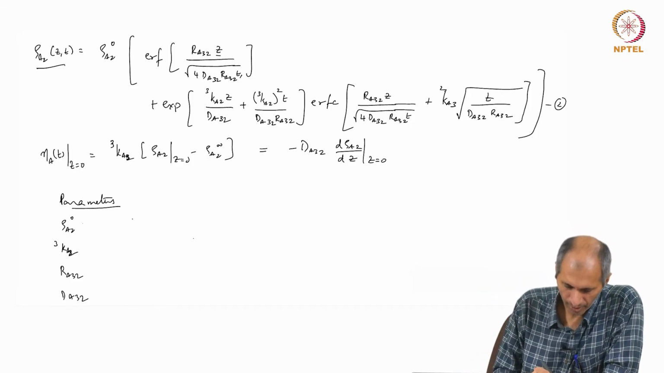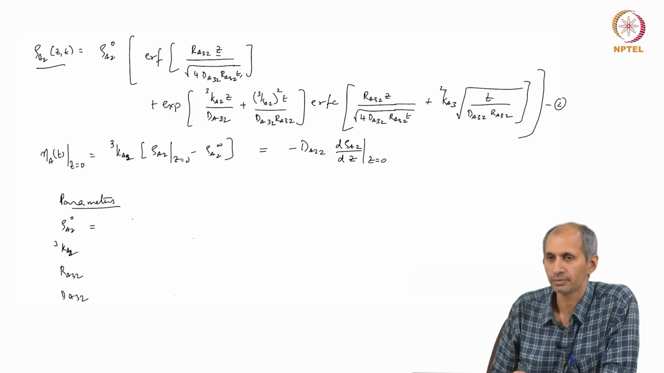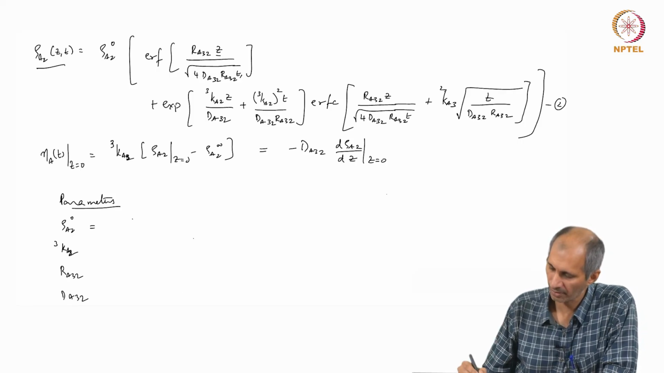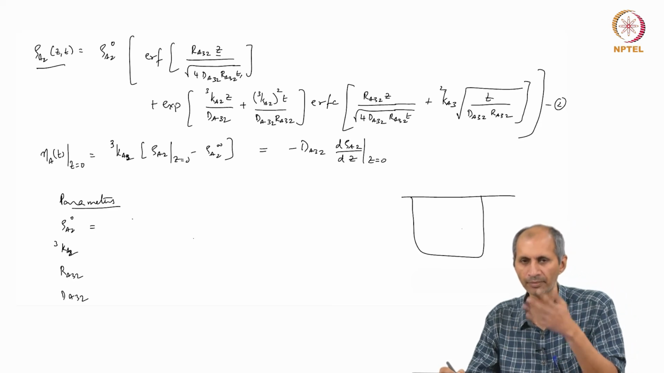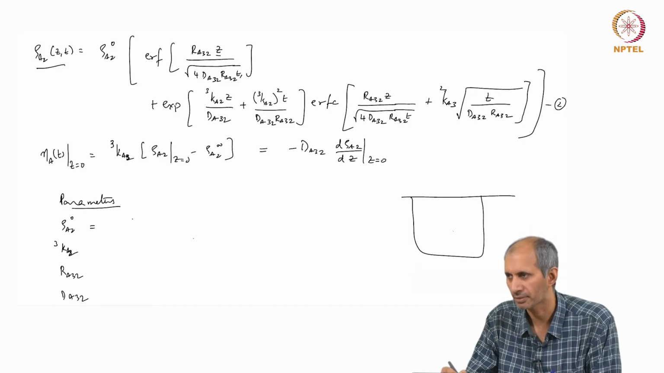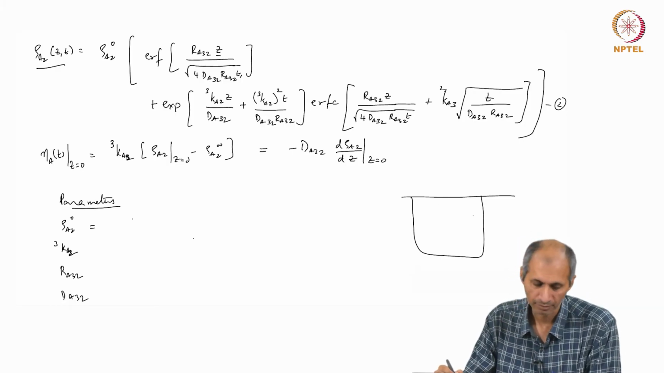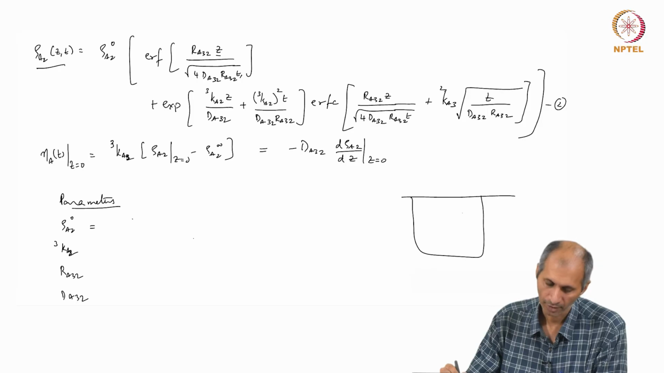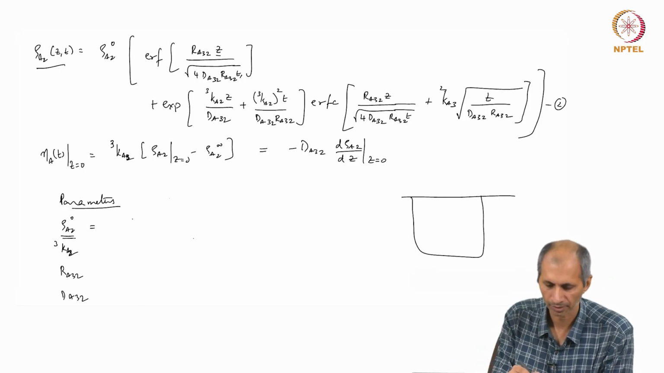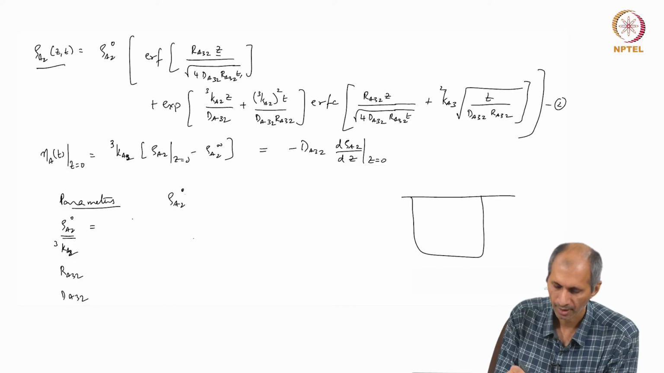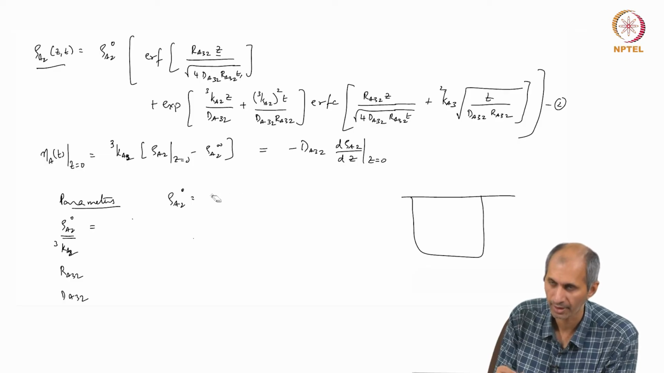So, here rho A2 0 is the initial boundary condition. What we have initially is some contamination, right? We are assuming that this contamination is uniform as a function of depth. But we are talking about rho A2 0, right? So, rho A2 0 is the concentration of A in pore water.